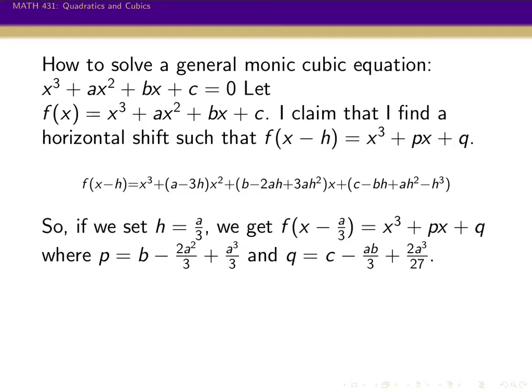Well, if we set h to be a over 3, then this term cancels off, and you get the other two terms. You get it in the right form once you plug all the numbers in, right? And so if we look at f of x minus a over 3, it's going to look like x cubed plus px plus q, where p is going to be b minus a squared over 3, and q is equal to c minus ab over 3 plus 2a cubed over 27.